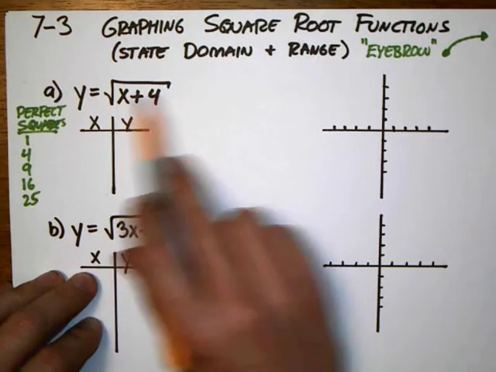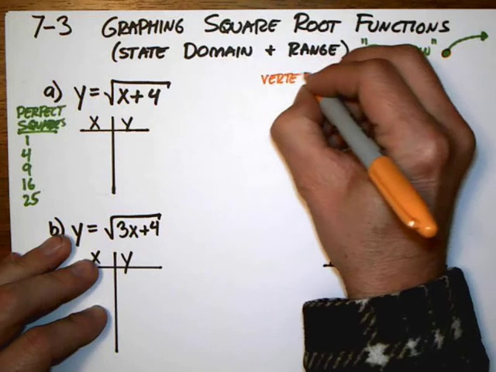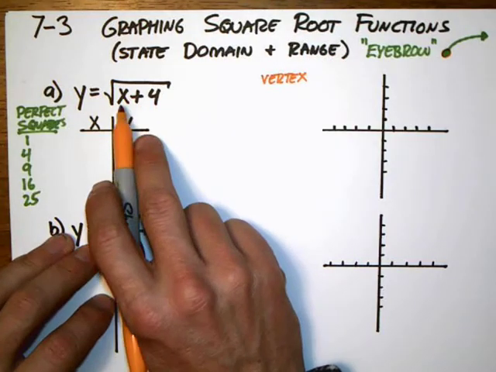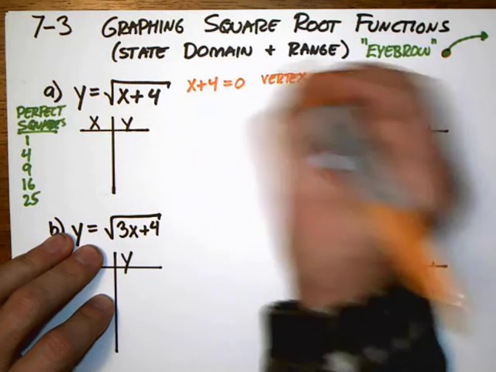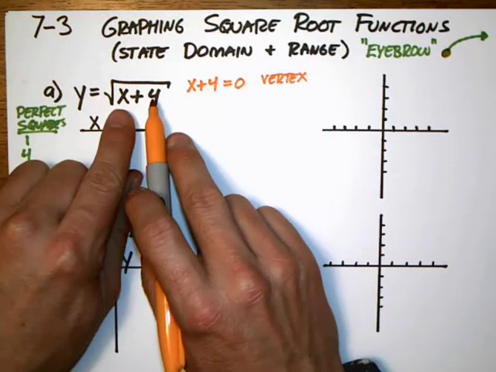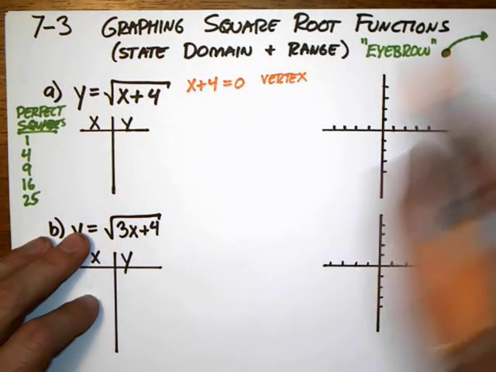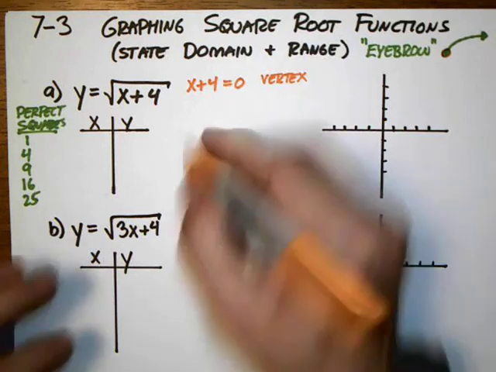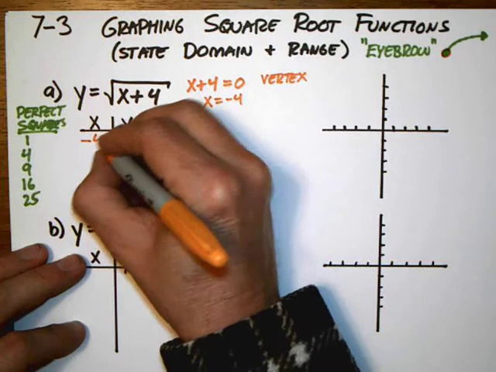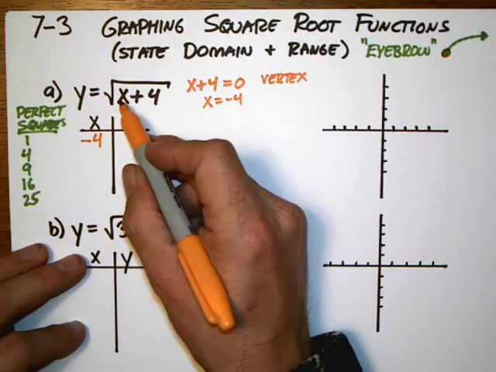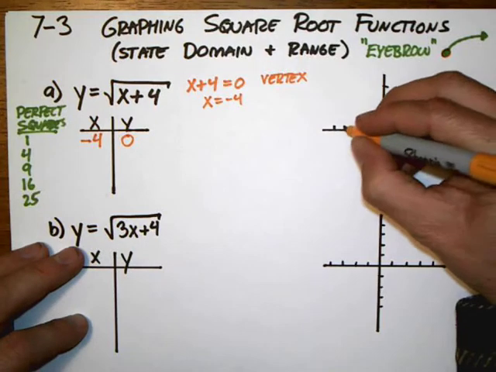My first thing that I would want to find is this special point right here, and this is called the vertex. I can find the vertex of a function like this by asking myself, when does this x plus 4 inside equal 0? Since the lowest possible number I can ever get inside a square root sign is 0, when x plus 4 equals 0, that's where this thing is going to start. That's going to happen when x equals negative 4. So my first point is x is negative 4. If I plug in negative 4, I get negative 4 plus 4, which is the square root of 0, which is 0. So 1, 2, 3, 4.